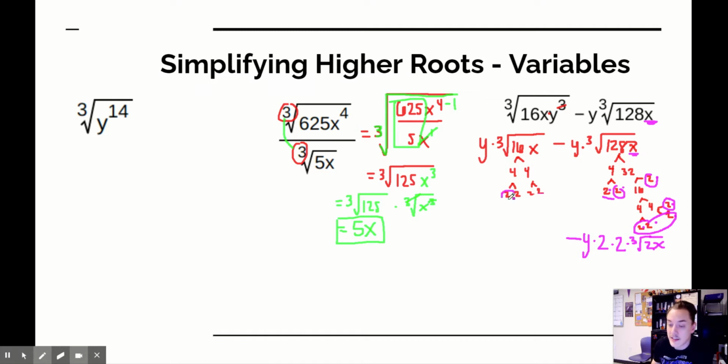Now let's go back here and combine these. That's a set of 2. So I have 2y times the cube root of what's left over, 2x.